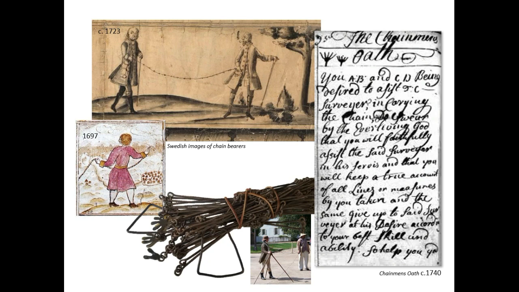assist the said surveyor in his service, and that you will keep a true account of all lines and measures by you taken, and the same give up to the said surveyor at his desire according to your best skill and ability, so help you God. What this tells me is that the chainmen are not working directly under the surveyor, but they are doing their work, and when the surveyor asks for their measures, they need to give that up to the surveyor.